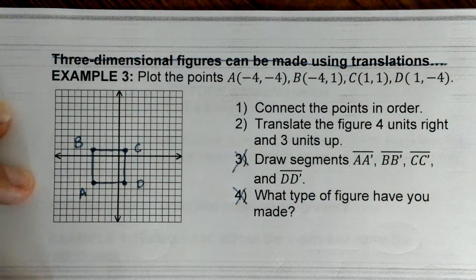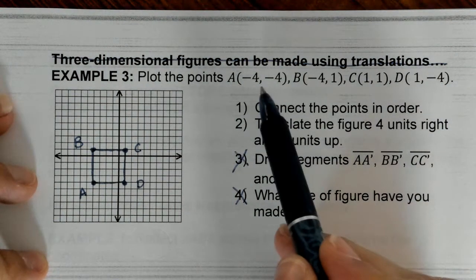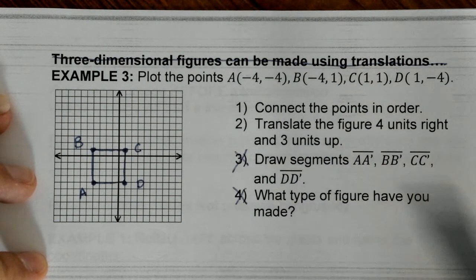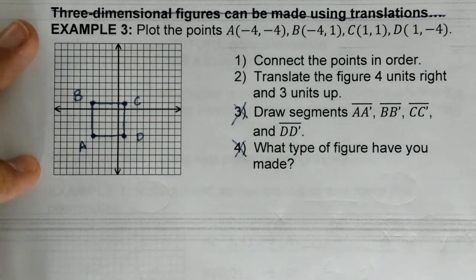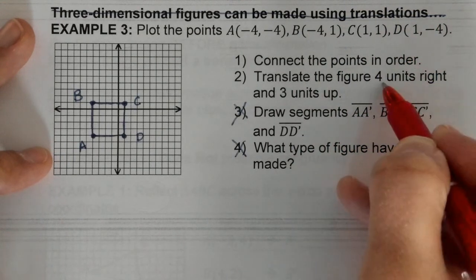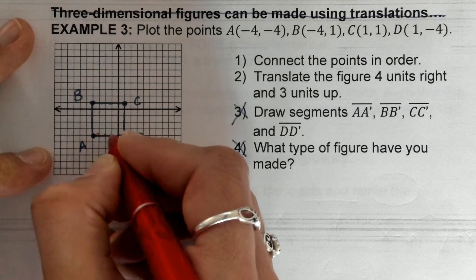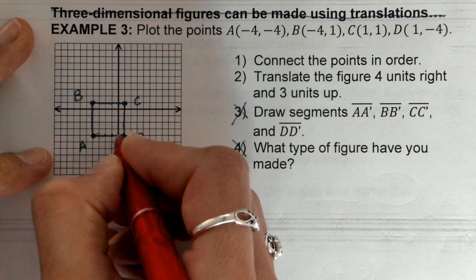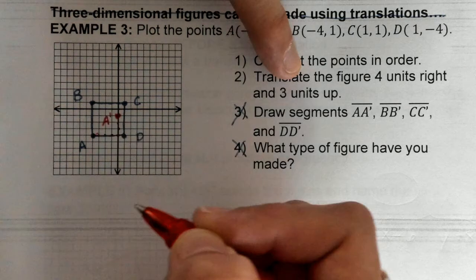So after you have plotted, this is what you should have. Now again, if you'd like to just do the adding and subtracting from the rule, because we're going to write the rule, you may go ahead and do that. Or if you'd like to do the little jumps, you can do that as well. So we're going to go 4 units right for each one. So I'm just going to count 1, 2, 3, 4, and it says 3 units up. 1, 2, 3, and there's my A prime.